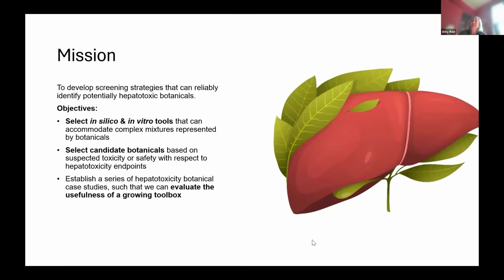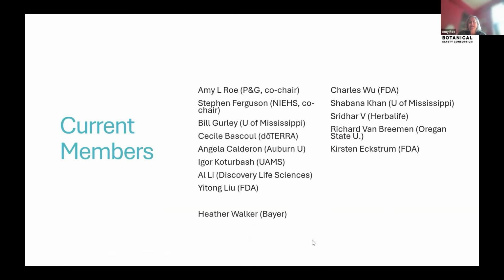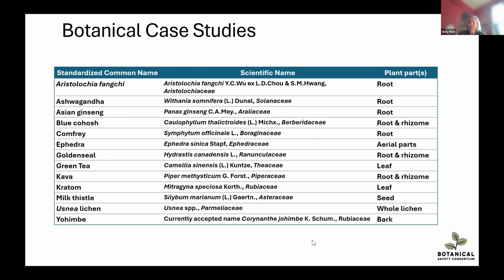Our mission is the same as everyone else, so I'm not going to spend too much time on that. Here's a list of our current members. As I mentioned, Steve and I co-chair this working group. And like all of the other working groups, we have membership from industry, academia, and government. And I won't go over the list in too much detail.